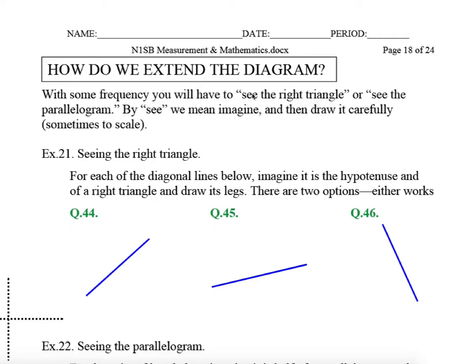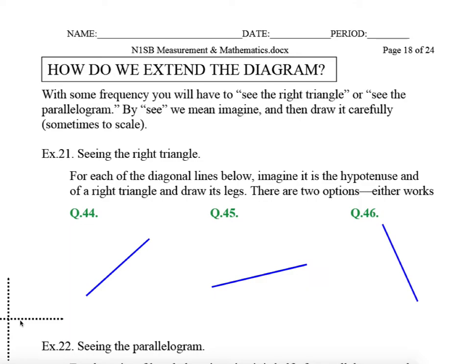So basically, there are certain problems, like 44 through 46, where you are given a diagonal. Now, that diagonal is to be understood as a hypotenuse. So if this is a hypotenuse, then what are the legs of that right triangle? So seeing the right triangle is one of the things we need to do in this course.